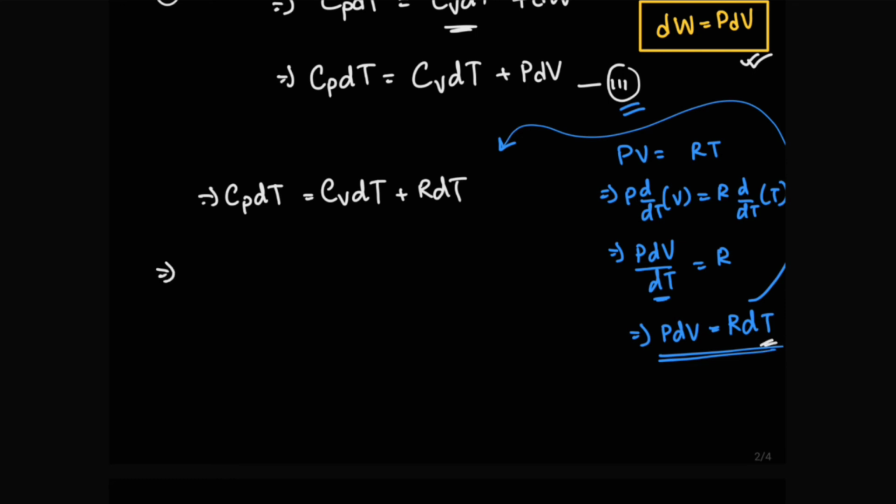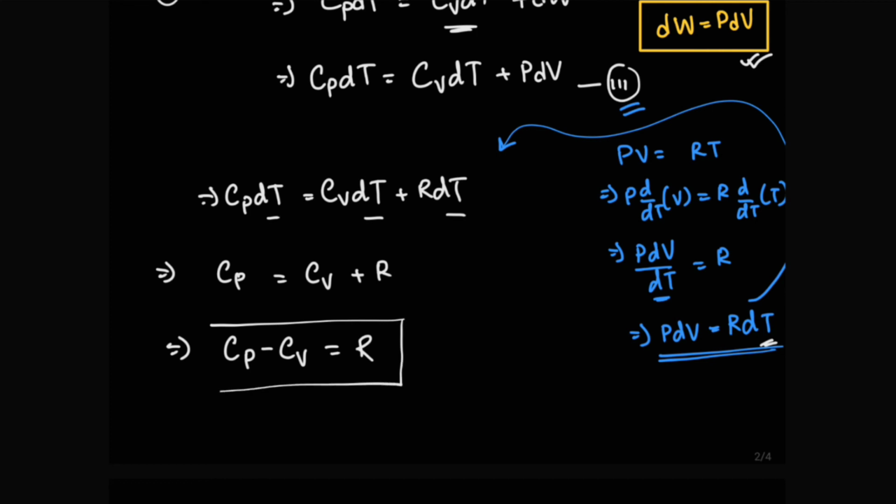And since the dt's cancel themselves off from both sides, if we divide both sides by dt, we get that Cp is equal to Cv plus R. Over here, we canceled the dt's out. And if we subtract Cv from both sides, we get that Cp minus Cv is equal to R. And this is our final relationship between Cp and Cv. Well, that's all.